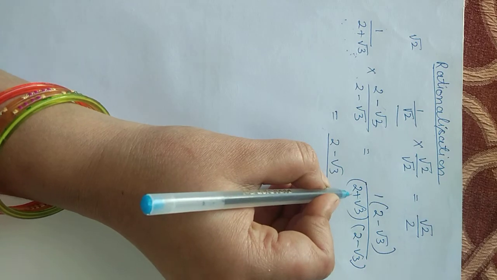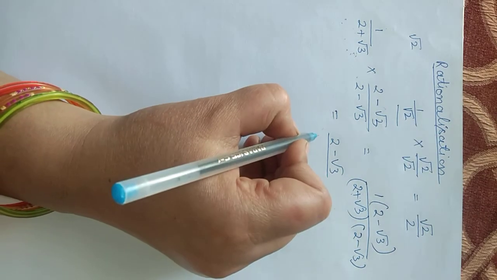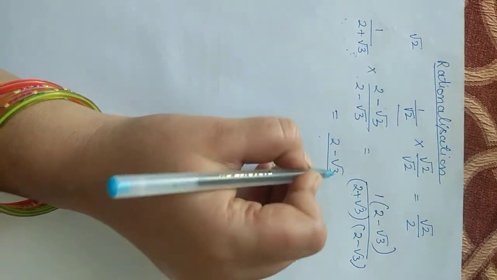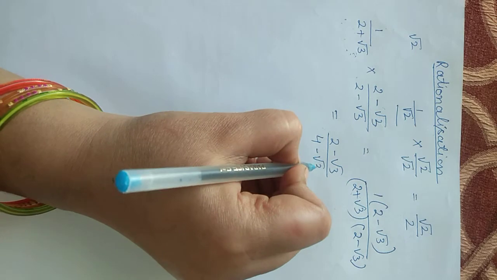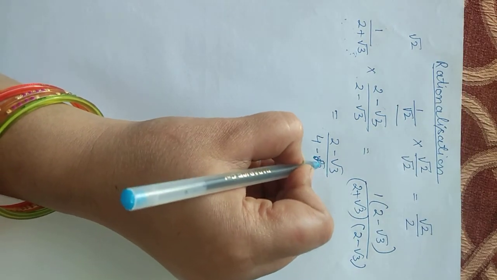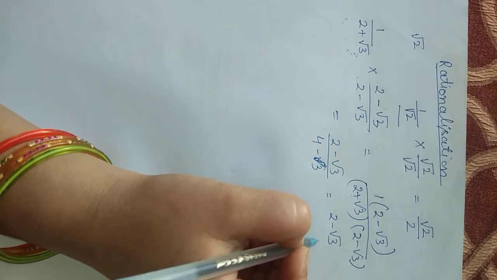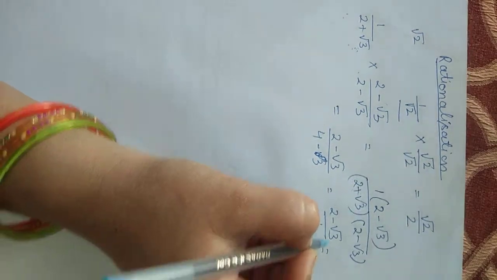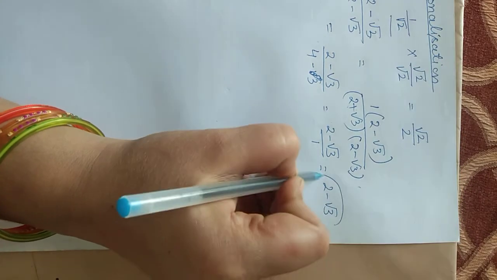Again, a plus b and a minus b is always a square minus b square. So it will be 2 square, which is 4, minus root 3 square, which is 3. So what you are getting is 2 minus root 3 upon 1, that is 2 minus root 3. So this is the rationalization.